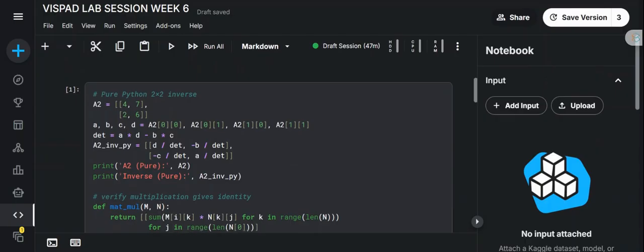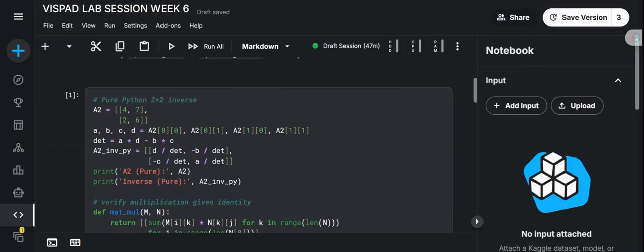Okay, so finding the inverse of a matrix is done by using a certain formula. It's simply that the inverse of the matrix equals 1 divided by the determinant of that matrix times the matrix with the entries of the leading diagonal interchanged, and the entries of the lagging diagonal negated.